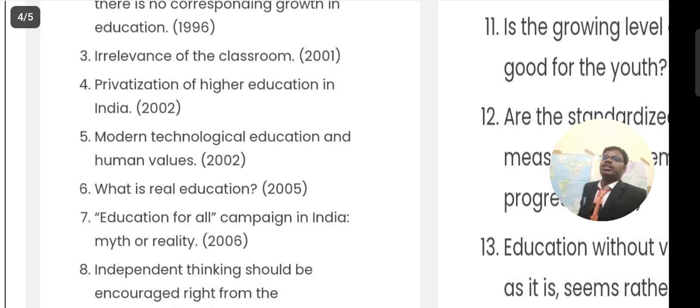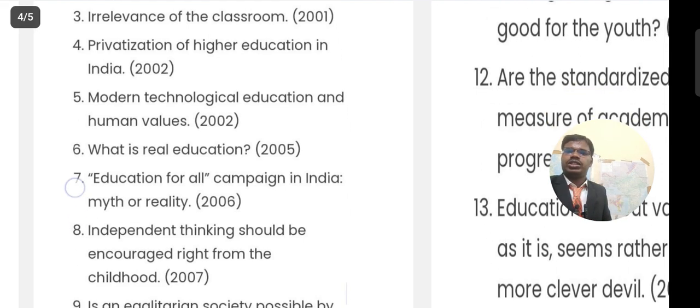One more question: privatization of higher education in India. So higher education institutions are to be completely privatized. You have to write it as positive or negative. All the dimensions you have to write.